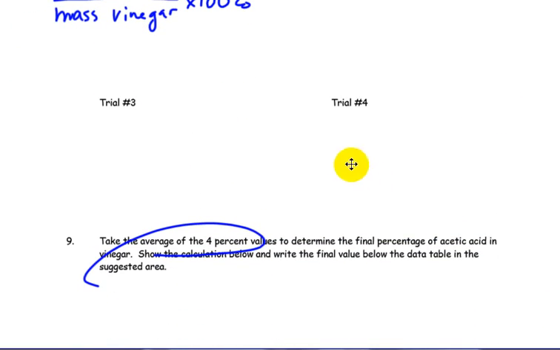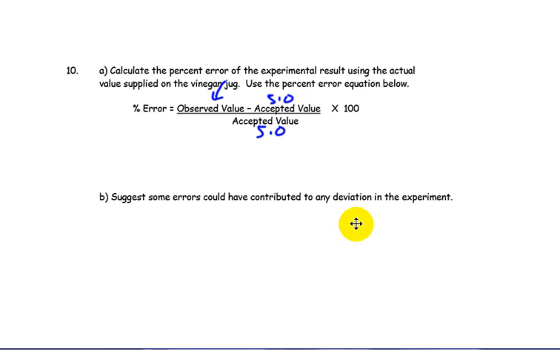For number 9, take the average of these 4 values, so add them up, divide by 4. And then lastly, of course, if you look at a vinegar bottle, it says 5% acetic acid, so you'll likely get a little bit less than that as your average. So take your average value, your observed value that you got, subtract 5, divided by 5 times 100, and you'll get your percent error.